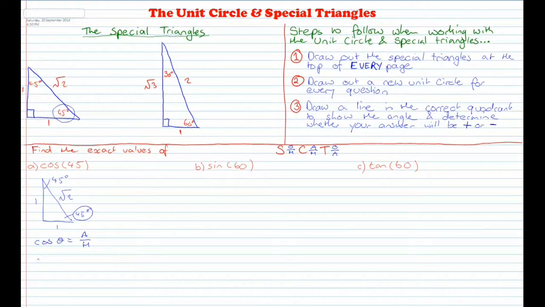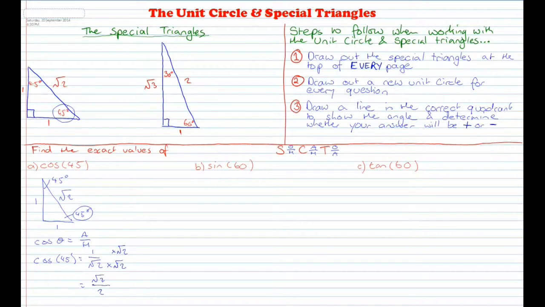So therefore, cos of 45 is equal to adjacent, so it's going to be the 1 over the hypotenuse, which is root 2. So cos of 45 is equal to 1 on root 2. But we cannot have an answer where we've got the square root on the bottom, so what we need to do is rationalize it. To do that, we multiply both the top and the bottom by root 2. That gets us 1 times root 2 is root 2, and root 2 times root 2 is the same as saying 2, because the square roots cancel each other out.